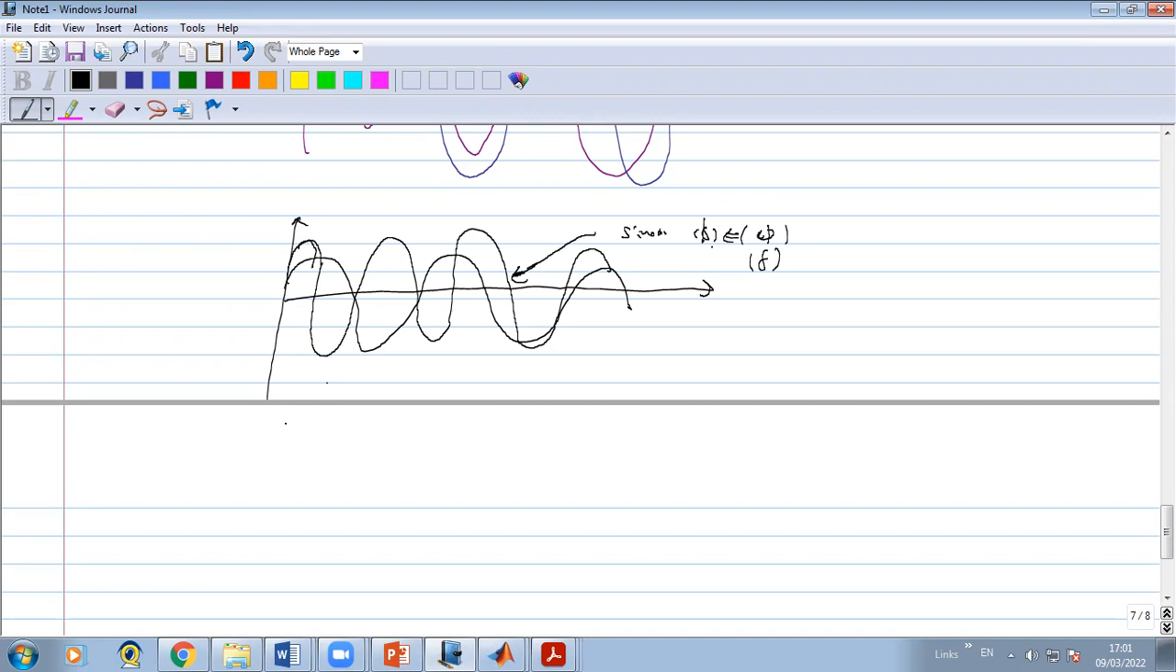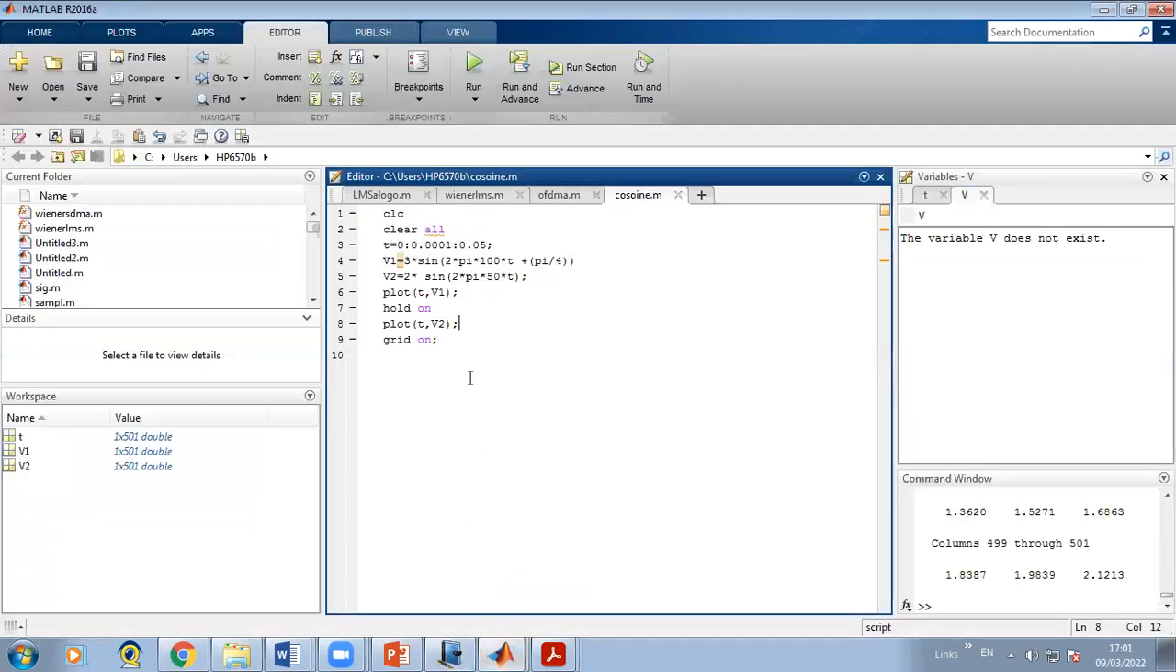Because these are at different frequencies, they will add to different values after we add them, so it will also generate a non-sinusoidal signal. Let's see it. If I put the same phase here, pi by 4, it will not generate a sinusoidal signal again, I hope.